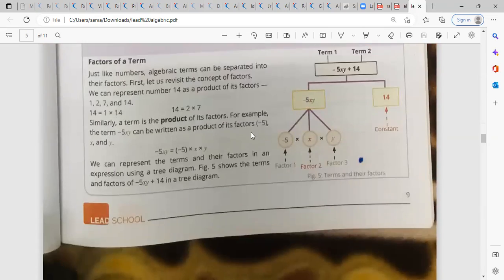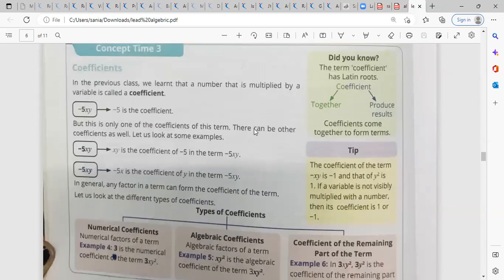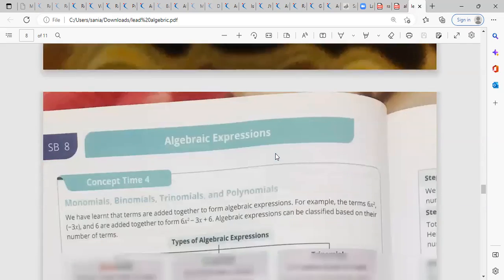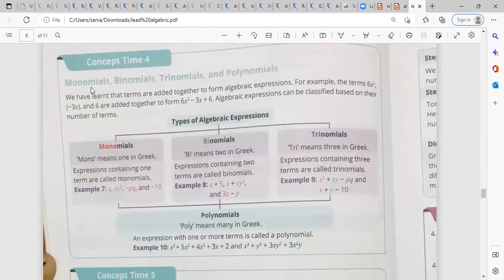Okay, like this. Factorization we already did. And types of coefficient we already did. Okay, like terms, this we already did. So from today, first of all, we will understand monomial, binomial, trinomials, and polynomials. So all these things we'll be doing. So the first thing is, ma'am, what are monomials, binomials, trinomials, and polynomials?